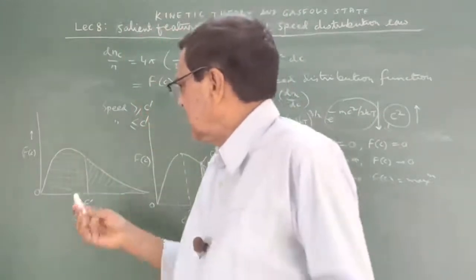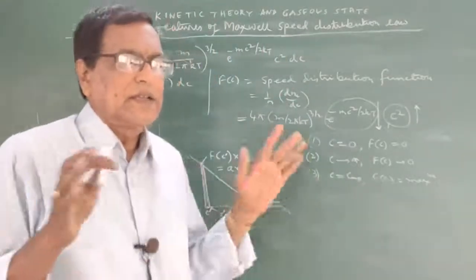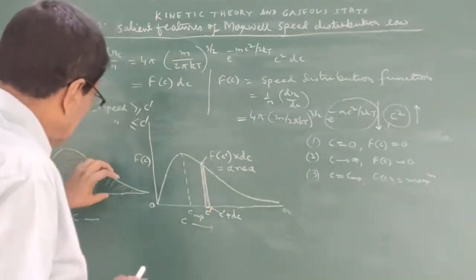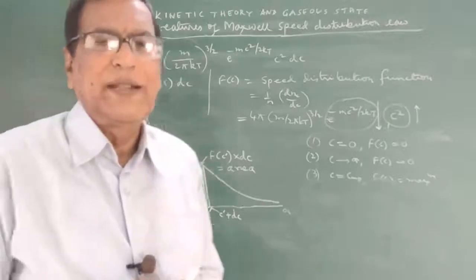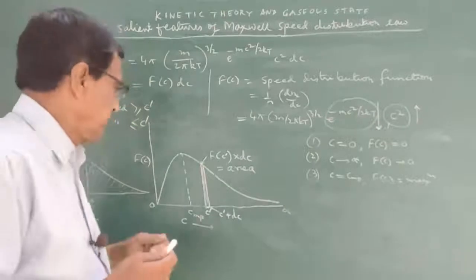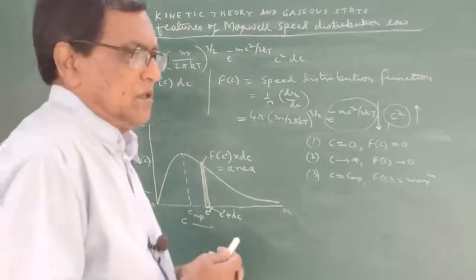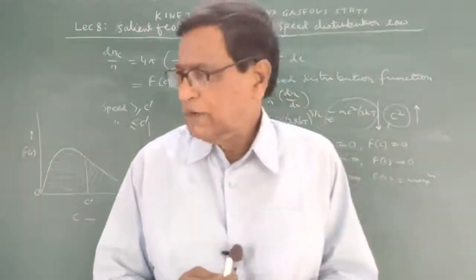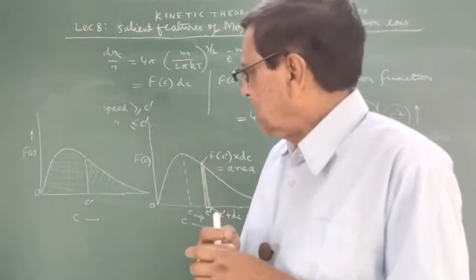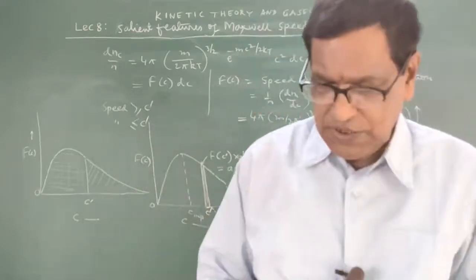And since the total area is equal to 1, the sum of these two fractions becomes equal to 1, and the full fraction, all the molecules, come from the speed 0 to infinity. So in this way we can show the various salient features of this distribution curve.